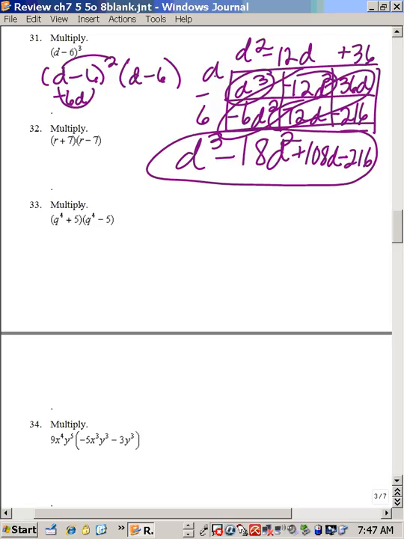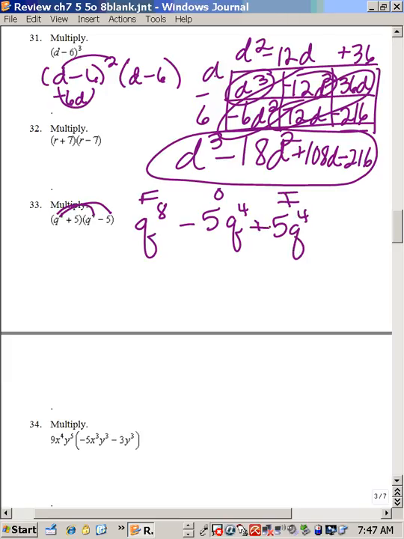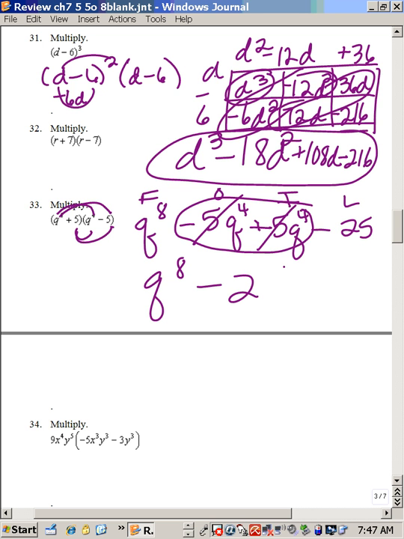Number 33. I'm going to multiply FOIL this time. Q to the fourth times q to the fourth is q to the eighth. You're adding exponents when you multiply. Outside is going to be negative 5q to the fourth. Inside is going to be 5q to the fourth. That one's a positive. And on the end, which is last, minus 25. I notice that the O and I cancel, so I am left with q to the eighth minus 25.